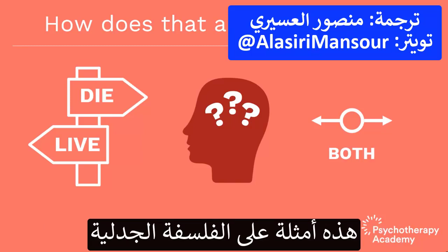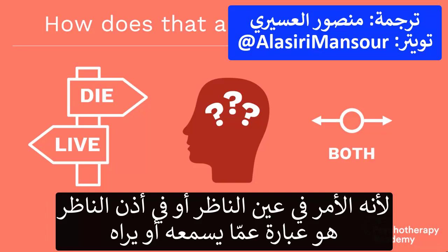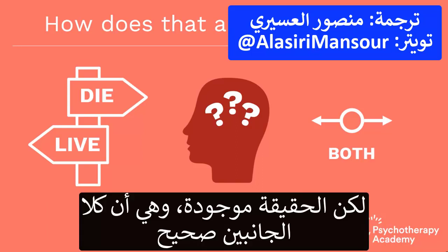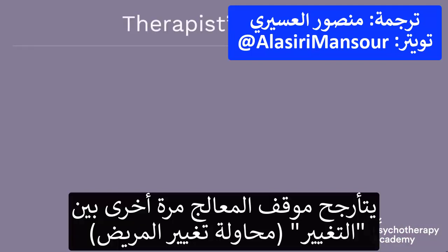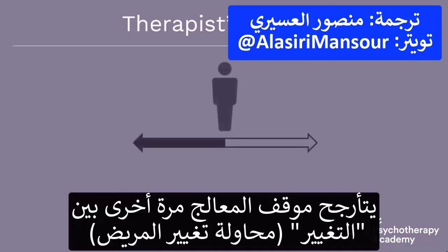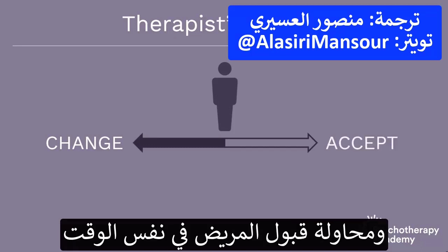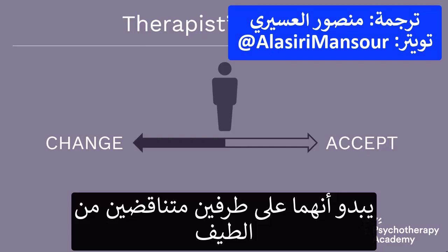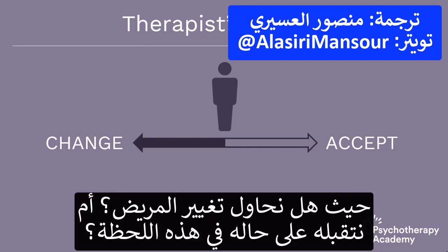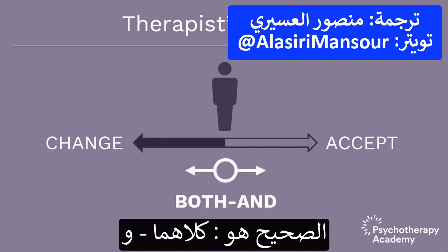Those are examples of dialectics because it's in the eye of the beholder, or in the ear of the beholder, as to which you hear or which you see. But the truth, it exists. There's truth in both sides. The therapist stance, again, fluctuating between change, trying to change the patient, and trying to accept the patient at the same time. Those seem to be at opposite ends of the spectrum. Well, which is it? Are we trying to change the patient, or are we accepting them as they are in this moment? It's both and.